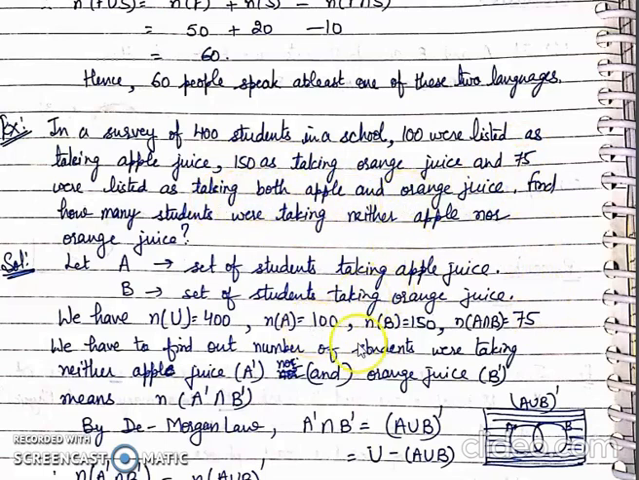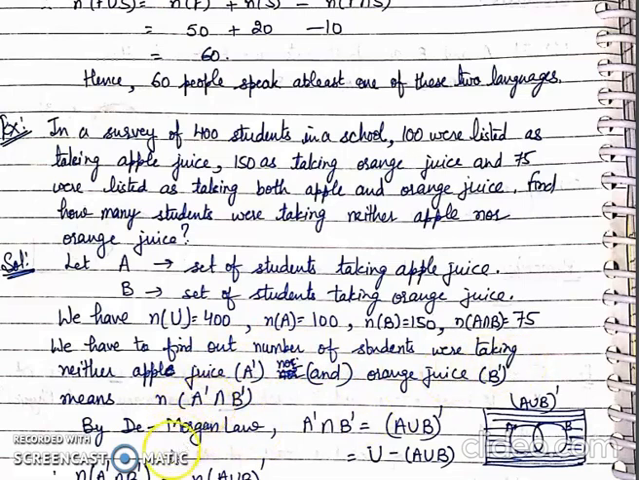Now we have to find the number of students who are taking neither apple nor orange. No apple means A complement, because A is the set of apple juice, so not A means A complement. Similarly, B is the set of orange juice, so not B means B complement. So we have to find neither apple nor orange. Nor means and, so we have to find the value of A complement intersection B complement.